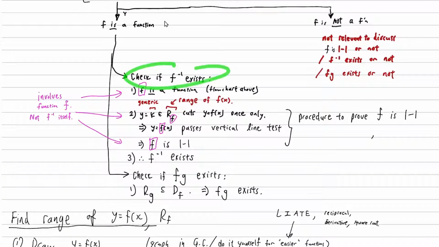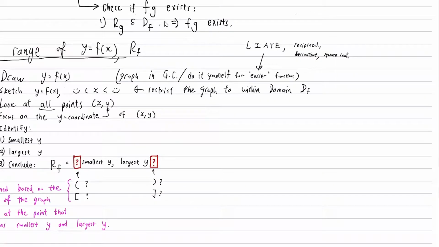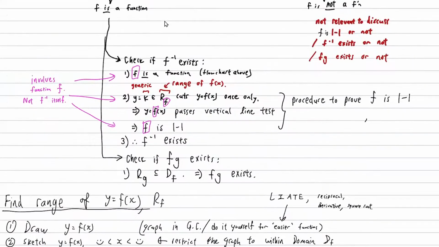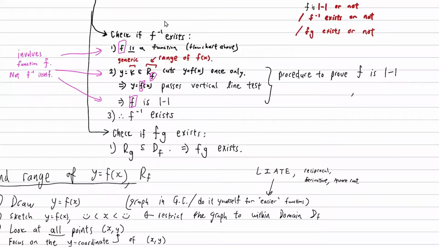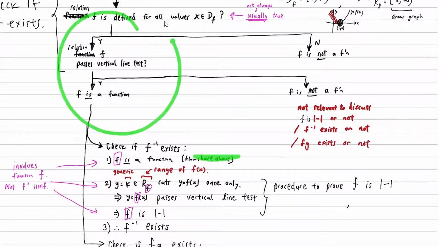So if f inverse exists, just a recap again, you know this from last week. First thing you need to check is f itself is a function. We have already done it using the flowchart above. I'll just show the flowchart. These 2 questions, answer yes for both questions.